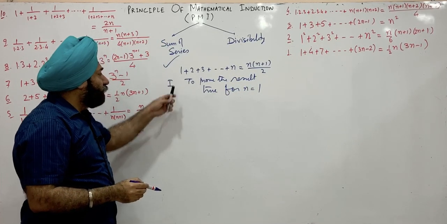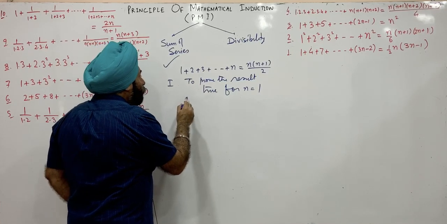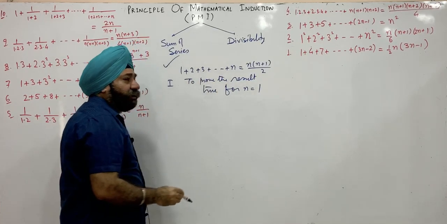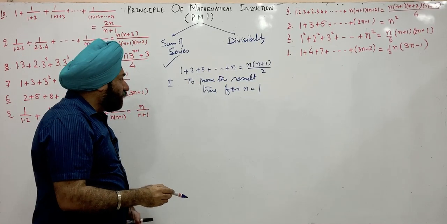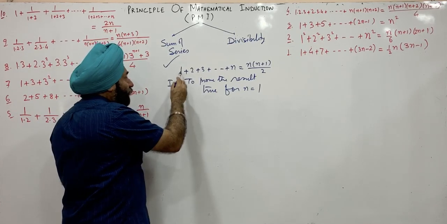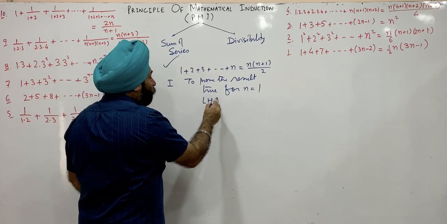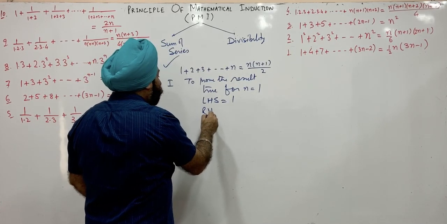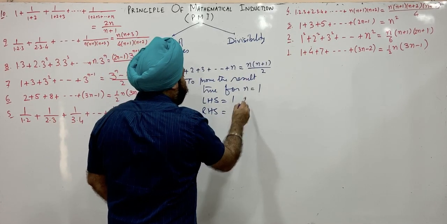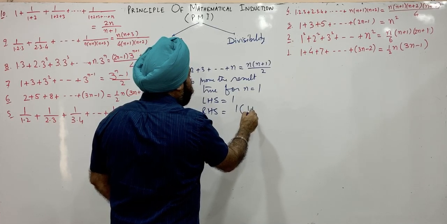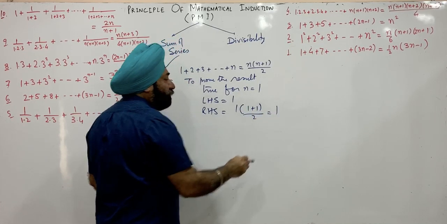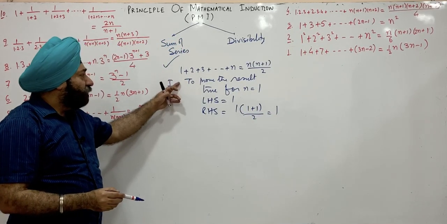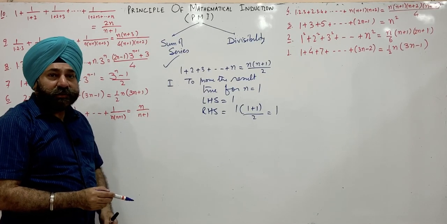For example, in this question, left hand side is sum of n terms of the series, and when n is 1, so we will have the first term only, that's left hand side is 1. And right hand side, for right hand side we put n is equal to 1, it's 1 into 1 plus 1 upon 2, this also 1. So this is proving the result true for n is equal to 1.